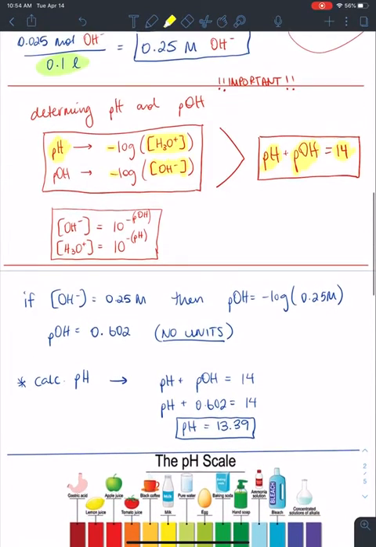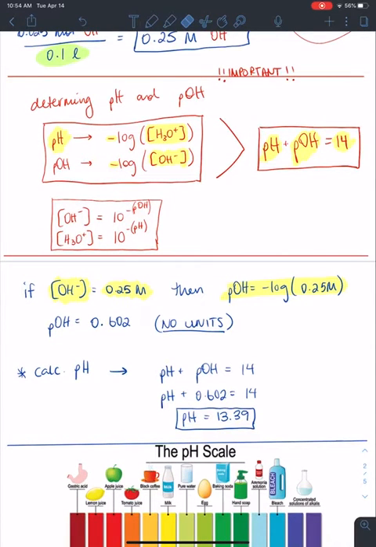So, in that example we just did, we found that the concentration of hydroxide anions was 0.25 molar. We can calculate pOH by taking the negative log of that number. This is hydroxide, so it's going to be pOH. pOH is equal to the negative log of the concentration of hydroxide anions, not hydronium ions, sorry. So pOH in this example is equal to 0.602, which is totally fine. There are no units for pH and pOH.